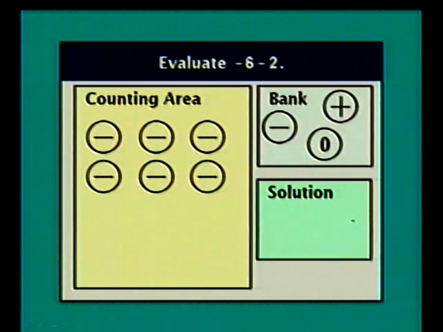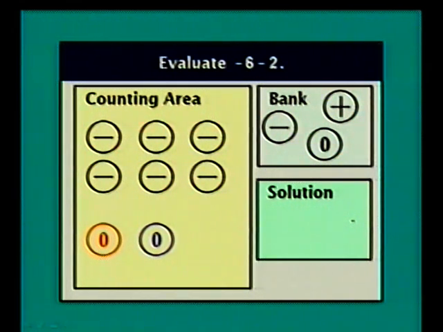And we need to take away 2 positive chips. The problem is I don't have any positive chips in my counting area right now. I can easily put zeros into my counting area. This doesn't change my sum or difference in this case at all. And remember, these 0 chips can always be traded for a pair of positive and negative chips.